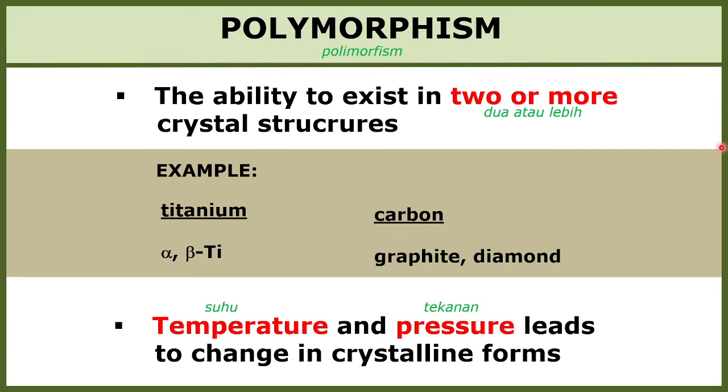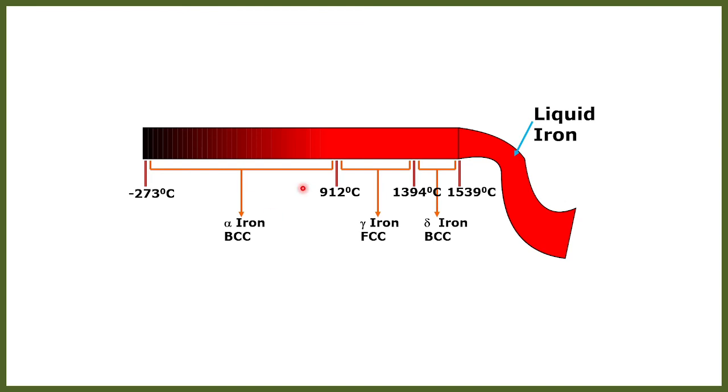Okay, next, polymorphism. Polymorphism is the ability to exist in 2 or more crystal structures. Examples are titanium and carbon. It depends on the temperature and pressure, so temperature and pressure can change the crystalline form. As an example for iron, at low temperature it exists as BCC. But when you heat it up, it will change into FCC. But if you heat it further, it comes to BCC condition again.